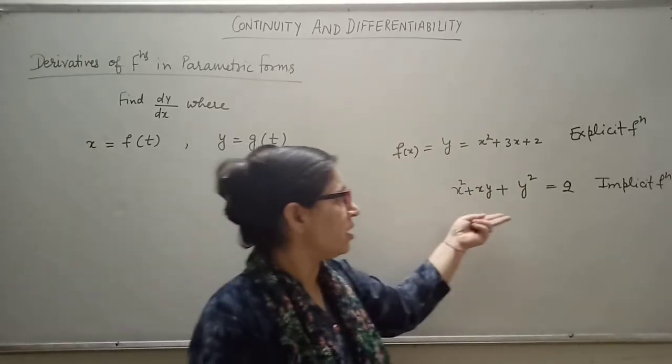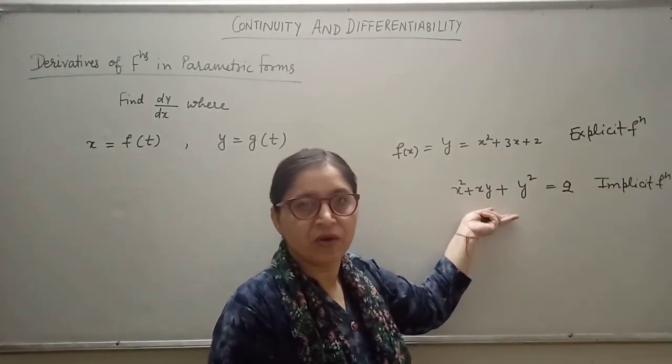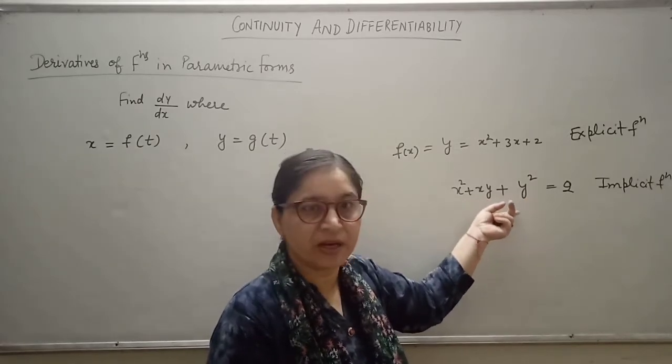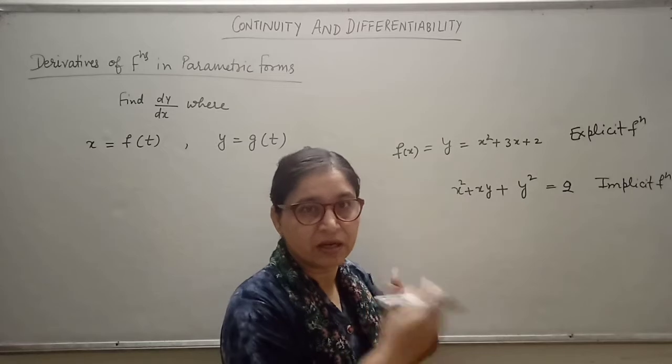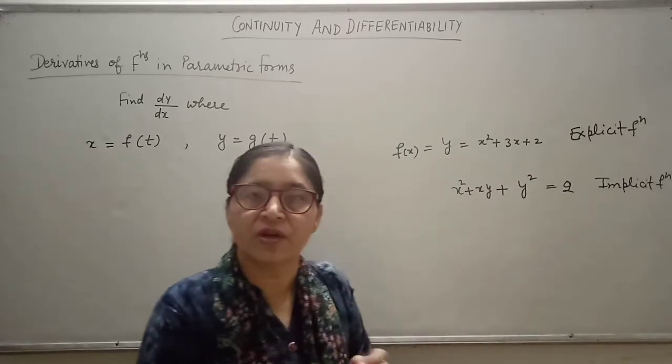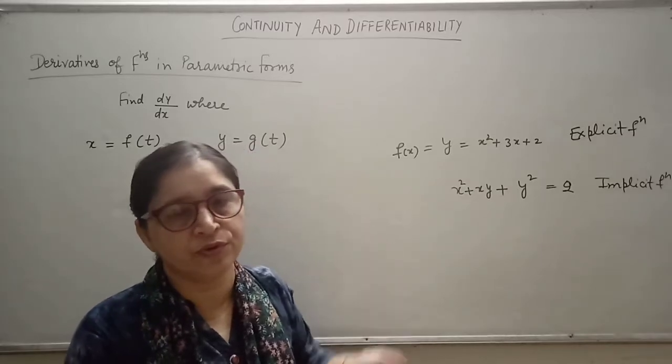But in this type you can see that one variable can't be shown easily as related with the other variable. So if you can't show it clearly, then it is known as an implicit function. And we studied how we find the derivative in both of these cases.